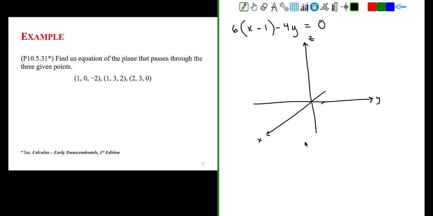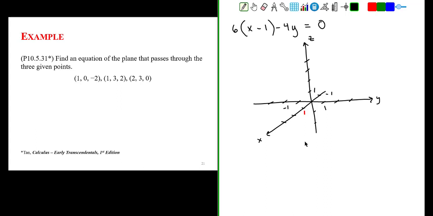Let's choose a convenient scaling and try to be consistent with our scaling. So this will be 1, that'll be minus 1. This will be 1, that'll be minus 1, and this will be 1. Okay, let's plot this plane.